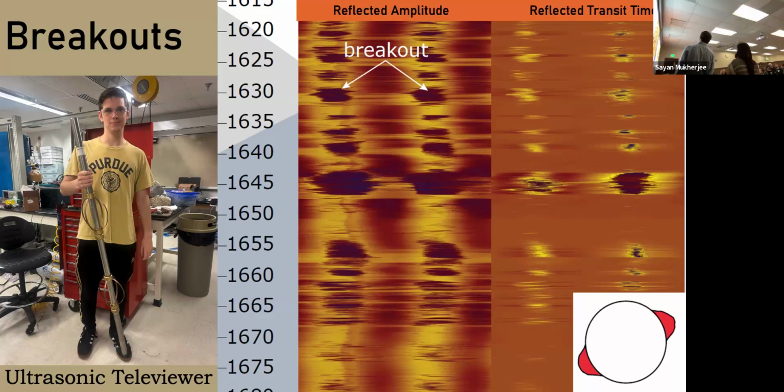and we can see that we have these paired regions where we have very low reflected amplitude of signals and increased transit time in those areas. And that's because when we bounce an ultrasonic wave out through one of these areas of failure, the wave is often reflected out away from the borehole rather than back in, where it can be measured by the televiewer.